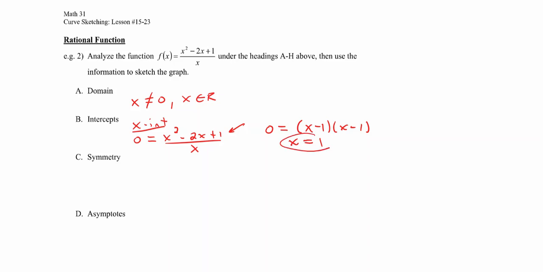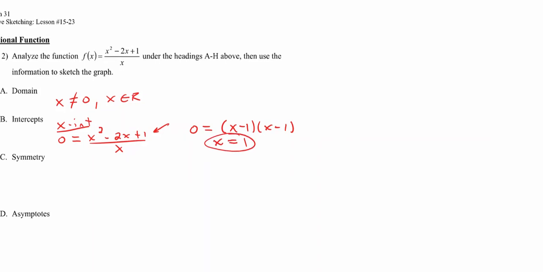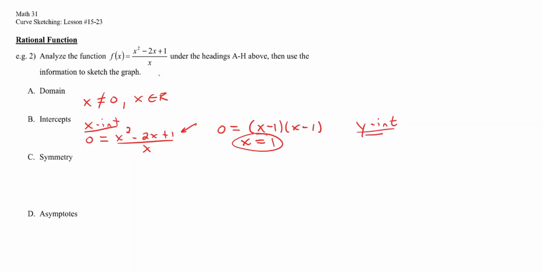So the x-intercept would happen at x is equal to 1. All right, now the y-intercept. So the y-intercept is going to happen when x is equal to 0. But right off the bat, I kind of see there's a problem here. I can't throw 0 in for x, or I'm going to be dividing by 0. This is a situation where the y-intercept does not exist.